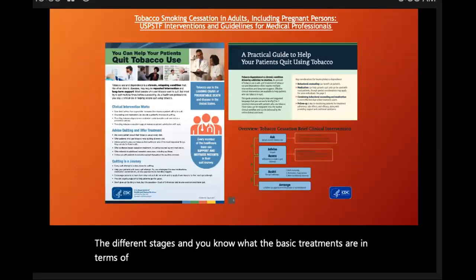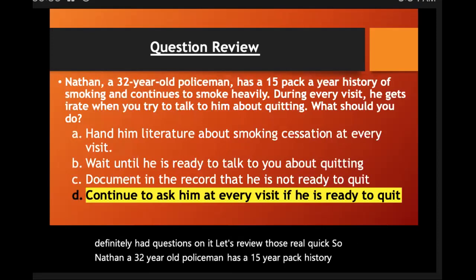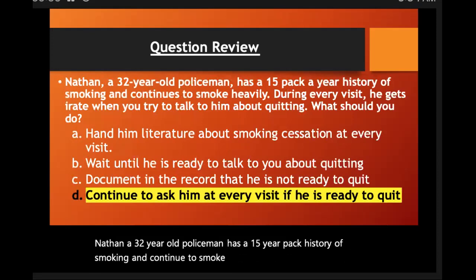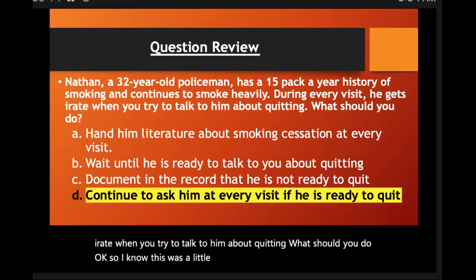Again, your smoking cessation, that's so huge. You definitely had questions on it. Let's review those real quick. So Nathan, a 32-year-old policeman, has a 15-year pack history of smoking and continues to smoke heavily. During every visit, he gets irate when you try to talk to him about quitting. What should you do?